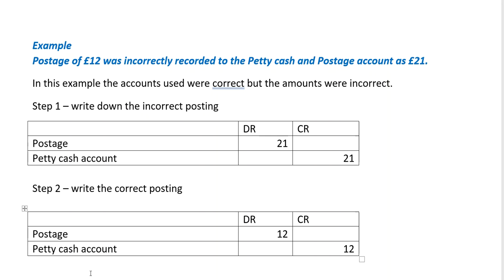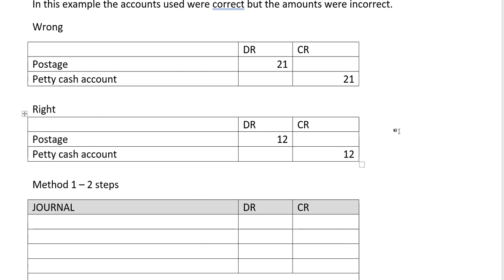I'm going to use the same method as before. I've written down the incorrect posting. So petty cash went down and postage went up by £21, but what we really needed was £12. There's a couple of ways I could write this journal, and I'm going to show you both. The first one is to do the correction in 2 jumps. Now this is true of all corrections. The first thing I'm going to do is reverse the error.